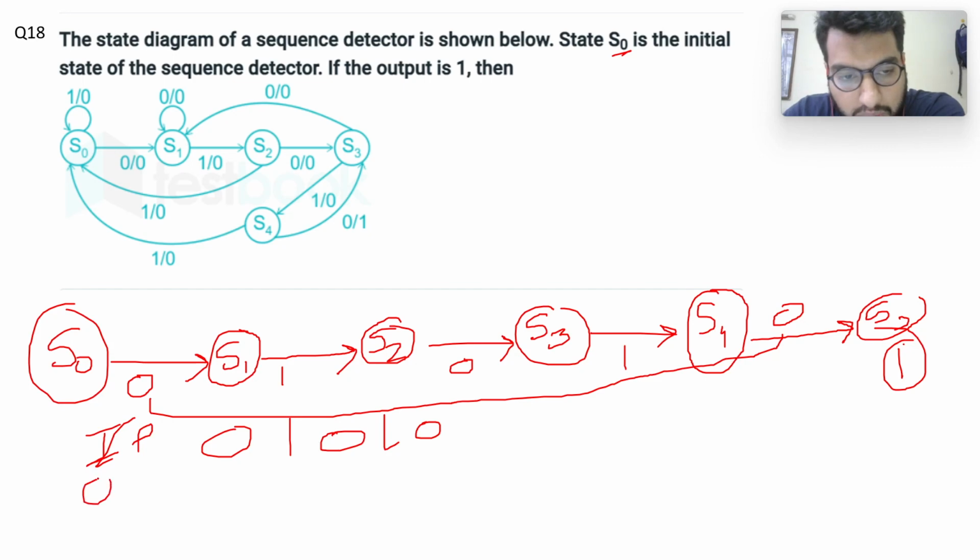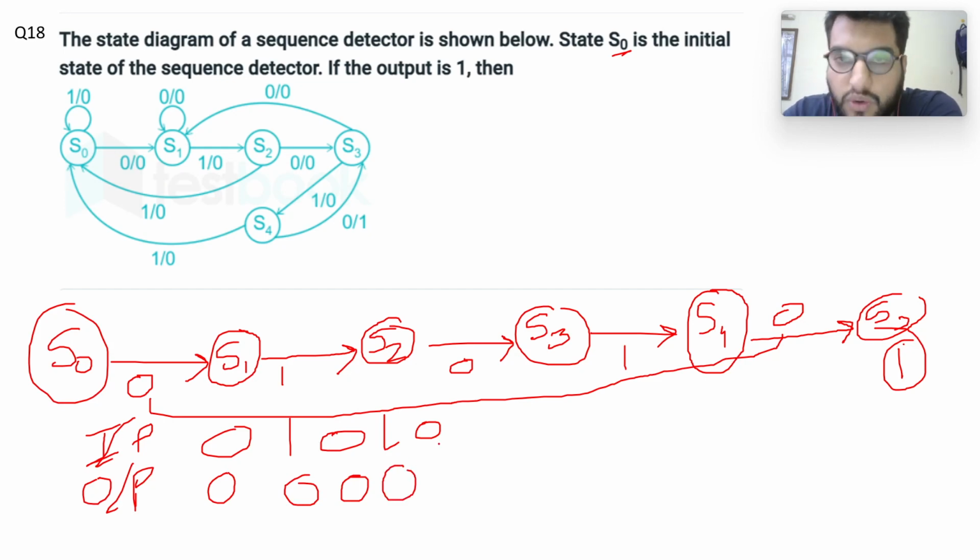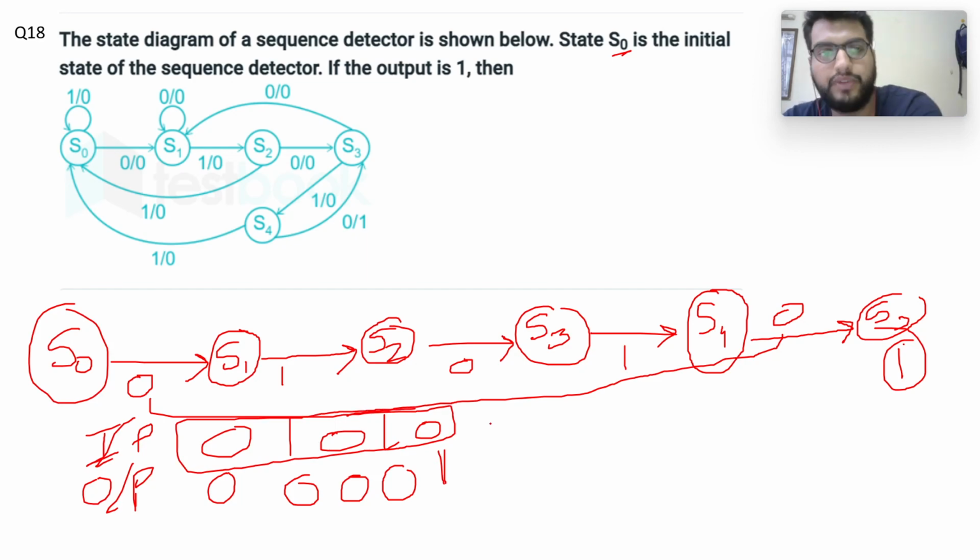And what was my output at these locations? When I was at S0 with input 0, output was 0, then my output was 0 again, then 0 again, then 0 again, and once this 0 came at S4, my input sequence got detected and my output changed to 1. So this was the input sequence that needed to be detected: 0 1 0 1 0.